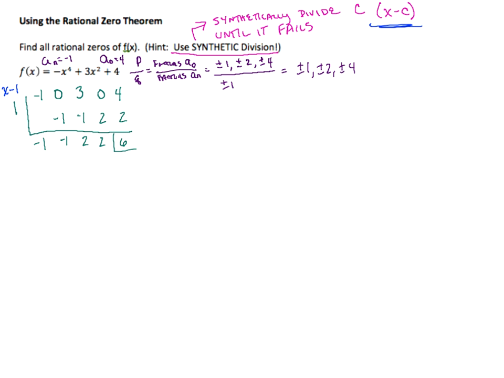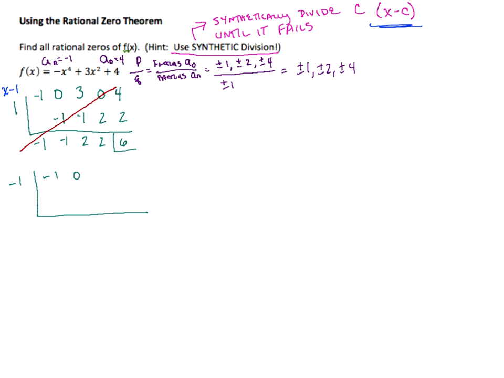The only way that your C, or your divisor, is going to be part of that linear factor is if your remainder is 0. We talked about that in the last lesson, 2.4. So at this point, I know that positive 1 has failed. It is not a factor because I have a remainder, and that remainder is 6 for that one. It's always the last number that shows up. All right, so I'm going to give negative 1 a try.